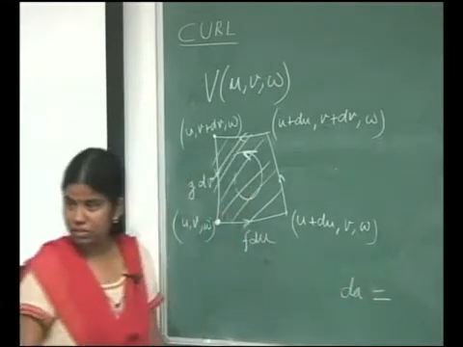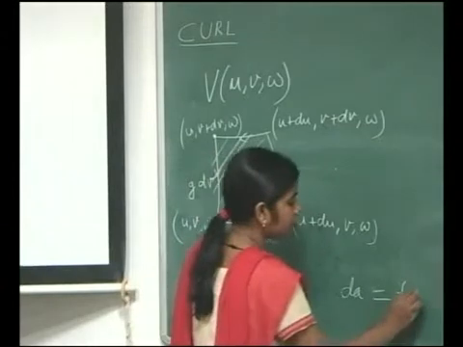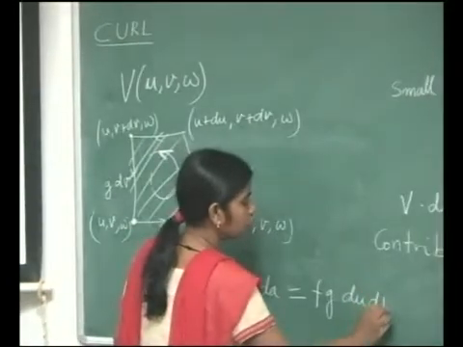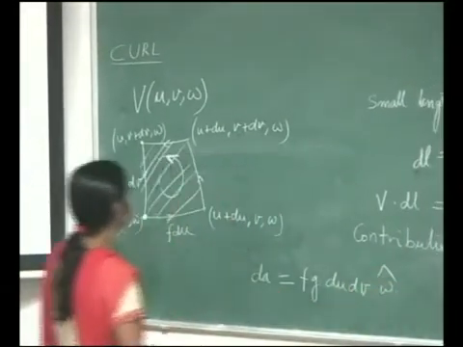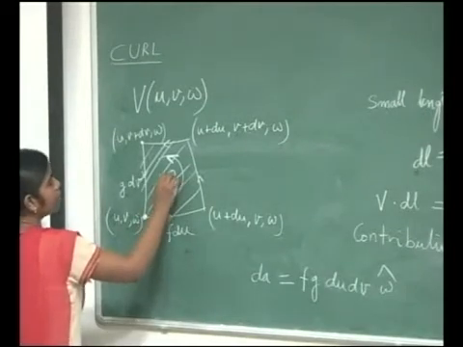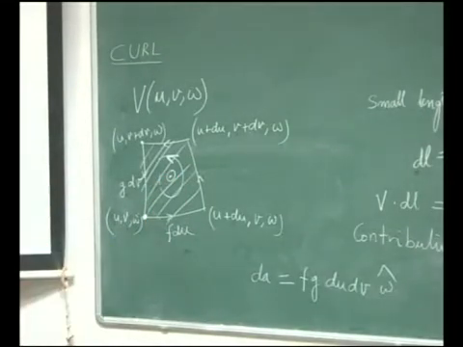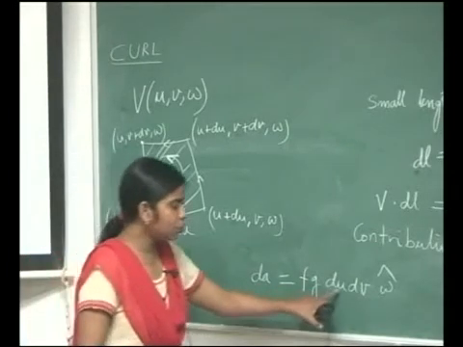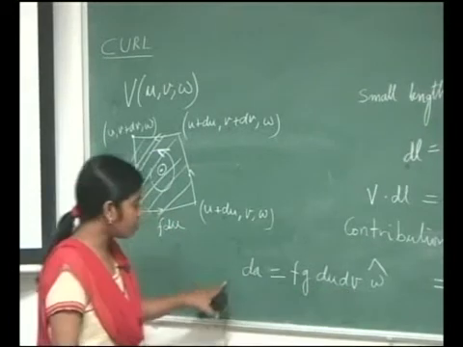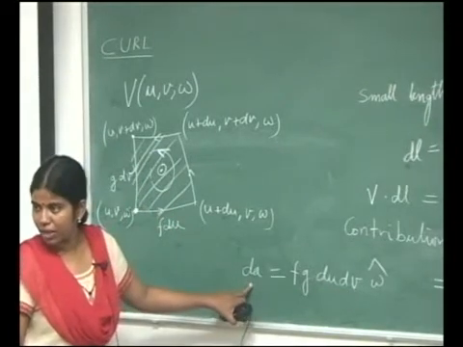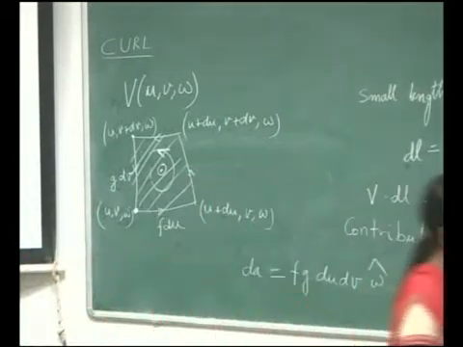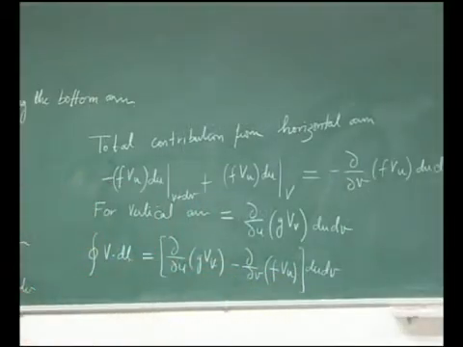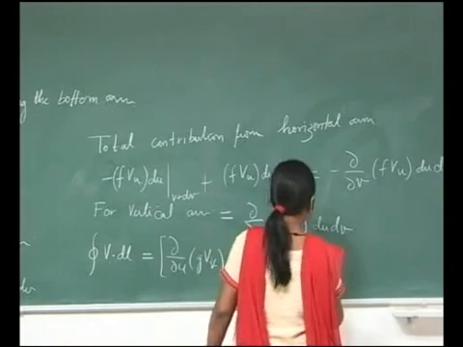dA is equal to f G du dV into W cap. I assume that the vector is pointing out of the board. So that is W cap. So I can write that du dV is 1 upon FG dA. From here I can write that du into dV is equal to 1 upon FG into dA. So I replace that here.